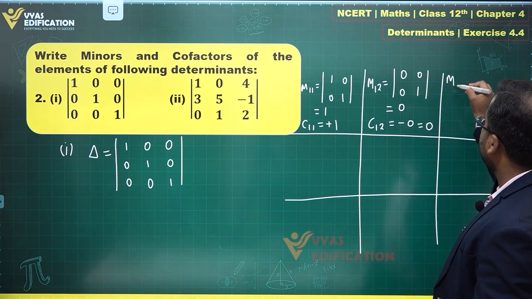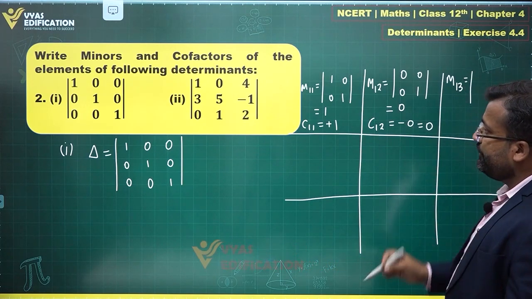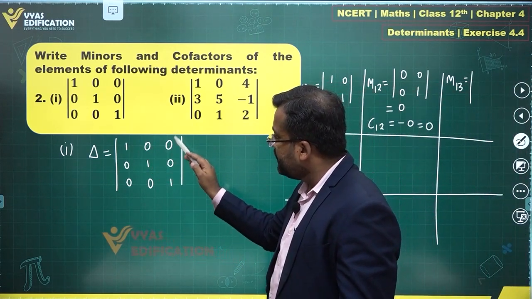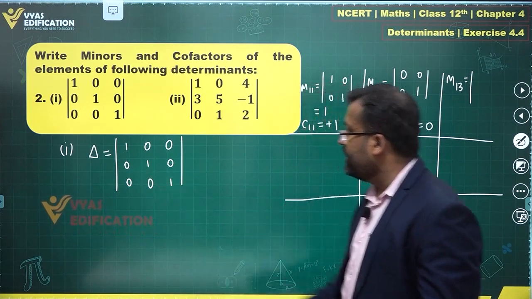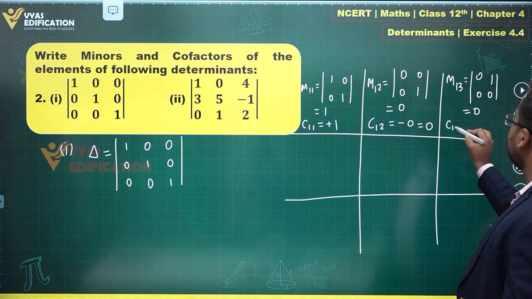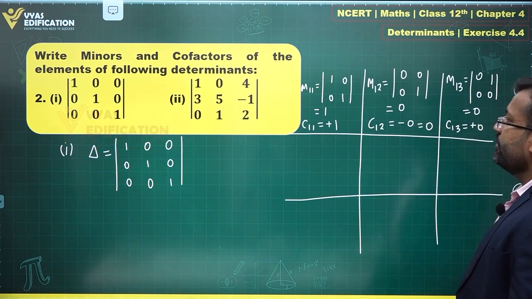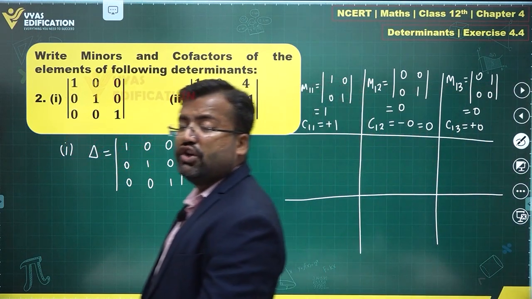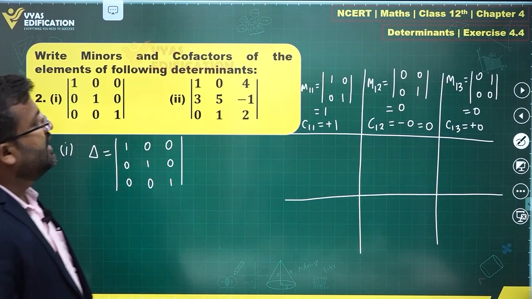Then you have M13. What is that? Determinant of, by eliminating the first row and the third column, what you get is 0 1 0 0. And this will be again 0. C13 will be plus 0. Is that okay? Yes, plus 0 is also 0, right?